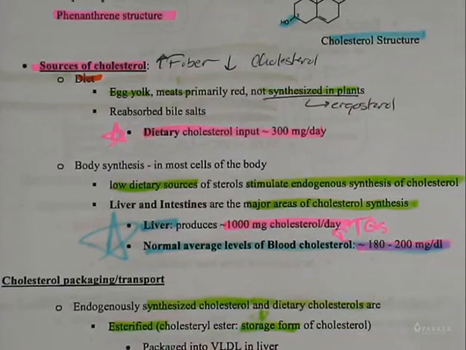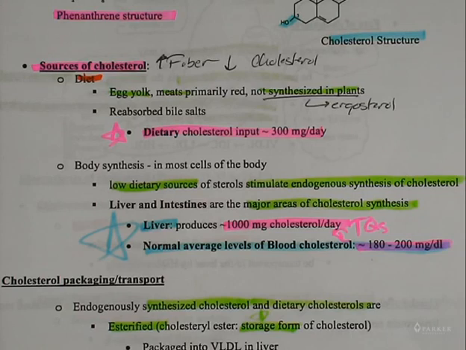Sources of cholesterol. Dietary cholesterol and endogenous cholesterol. You need to know these numbers. Dietarily, we get it from animal products. You don't make cholesterol in plants. There is a different thing that you're going to study in nutrition. It's called ergosterol, which is written up there if you care. But you don't get cholesterol from plants. So it's only animal products, which is why vegetarians and vegans tend to have a lower cholesterol profile than carnivores.